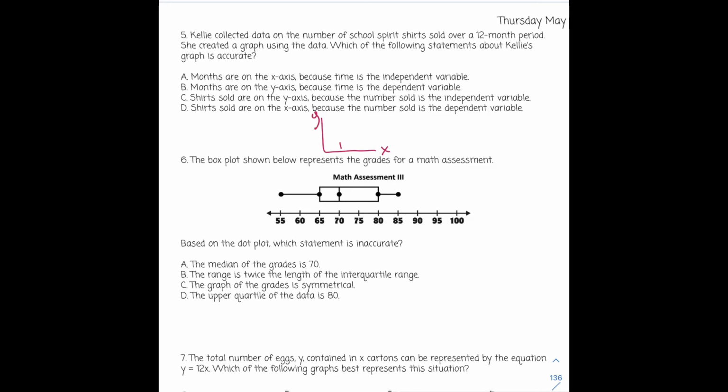This is true. Anytime you set up a graph, your time is going to be on your X axis because time does not depend on anything. Time stands alone. It is independent always. Months are going to be your independent value on your X.